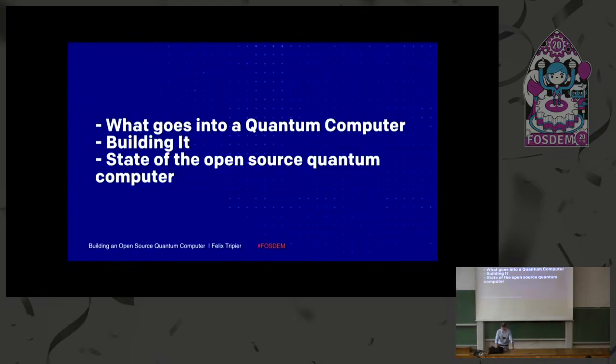In my talk, I'm going to go over what goes into a quantum computer. We're going to be talking specifically about trapped ion, and we're going to actually go through and get all the parts we need to build it, and I'm going to have links to the relevant GitHubs. And then I'm going to talk about the state of the open source quantum computer. Like, what do we have? What needs improvement? What is the vision for the open source quantum computer, etc.